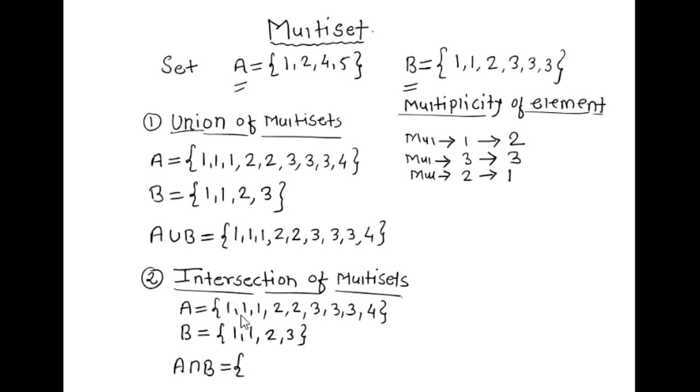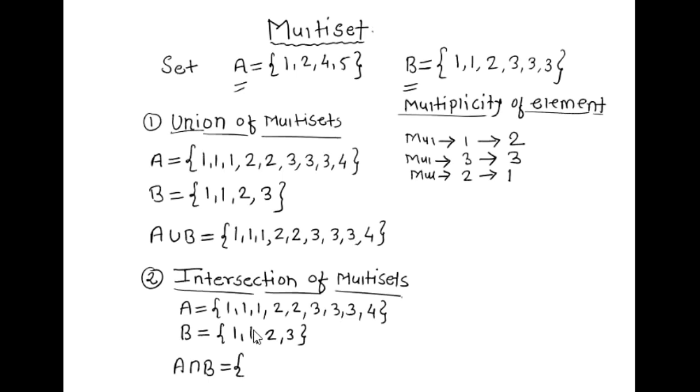So if you take first element of set A, that is 1. 1 exists in both of the sets A and B. So occurrence of 1 is 3 in A and occurrence of 1 is 2 in set B. So minimum occurrence is 2.